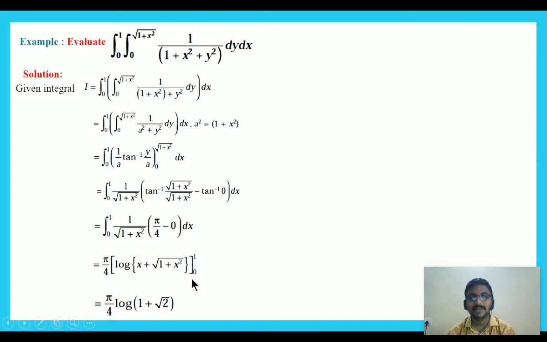Substituting lower limit 0, we will get log of 0 plus root of 1 plus 0 square, which is log 1. But log 1 value is 0. So it is the required result. So easily we can obtain the double integration result.